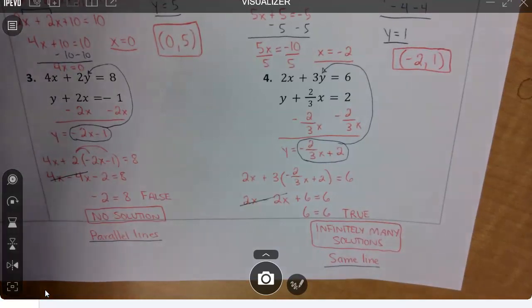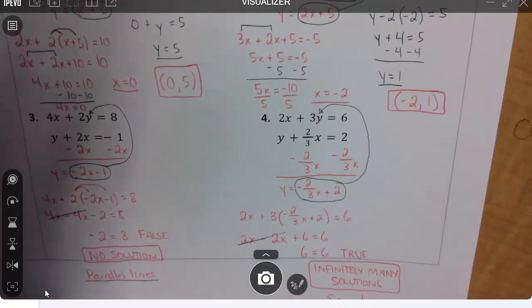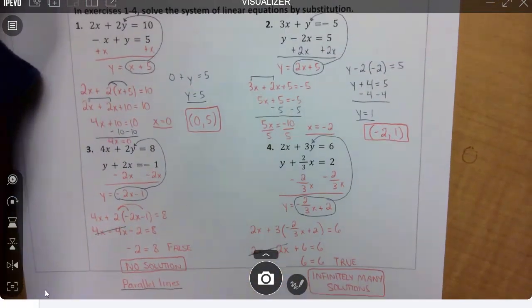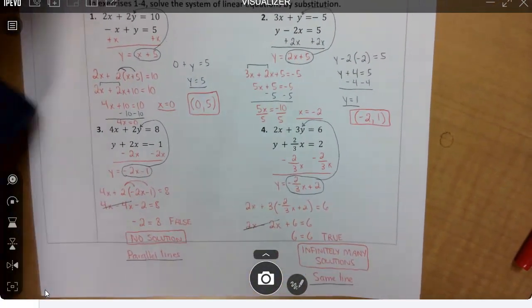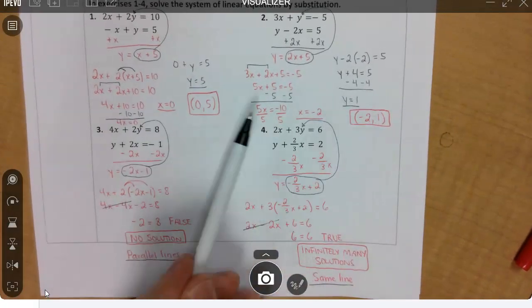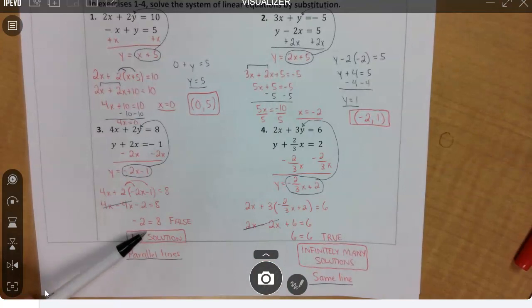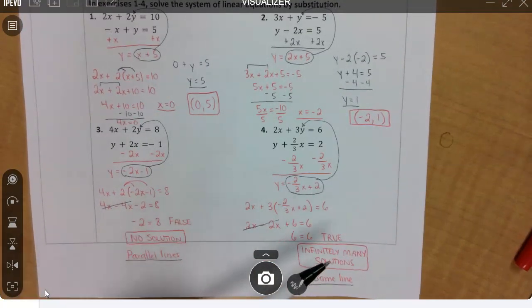Okay? So again, most of the time, when we're doing these types of questions, I'm going to zoom out here so we can see all four. Most of the time, you get one solution. But there are those special cases where you might arrive at no solution because of parallel lines, or infinitely many solutions, which means they were the same line.